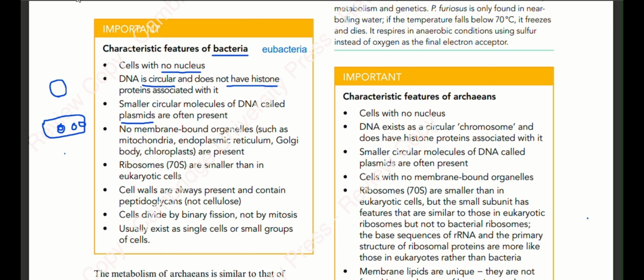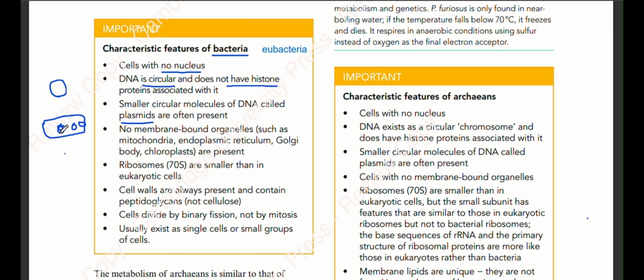Okay, so plasmids are also present in bacteria. As I told you, not all the bacteria, but most of the bacteria contain plasmids. So there are two types of DNA, or genetic material, in bacteria.